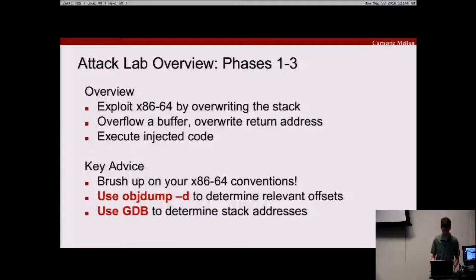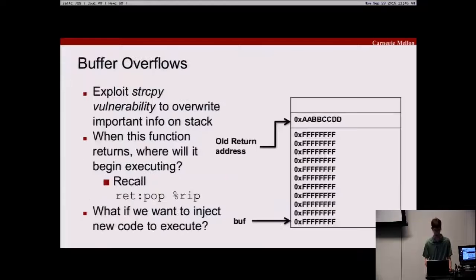Okay. So how are we going to do this? In the bomb lab, you learned how to use objdump with the -d flag to disassemble stuff. You learned how to use GDB to look at stuff and figure out where the stack is being stored and what addresses things are going to be put on. You'll want to be using those again to figure out where exactly you need to be putting the code that you want to be running and the return address.